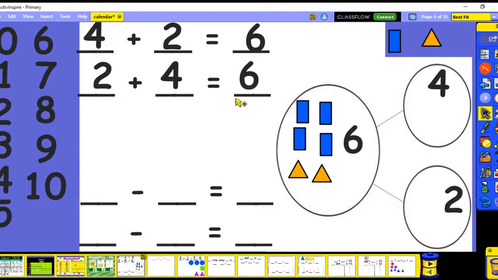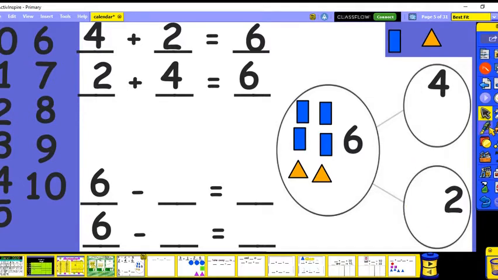Okay, now for our subtraction sentences for our fact family, we start with the biggest number, and our total here is 6, and that's going to be the biggest number. And our answer when we subtract is called the difference. And now every time we subtract one of these parts, our answer is going to get smaller.